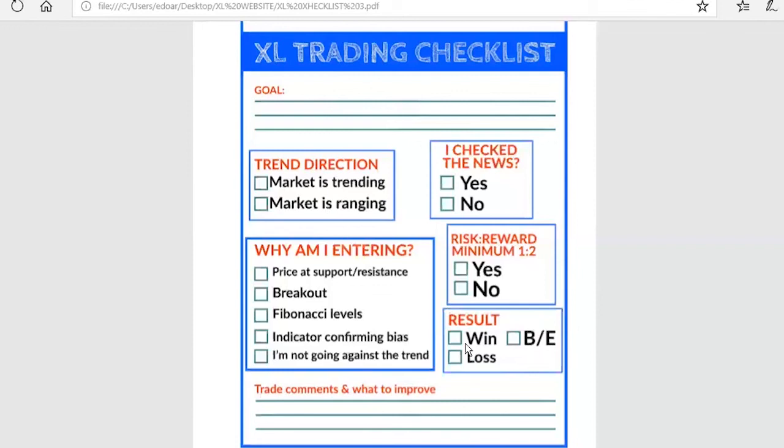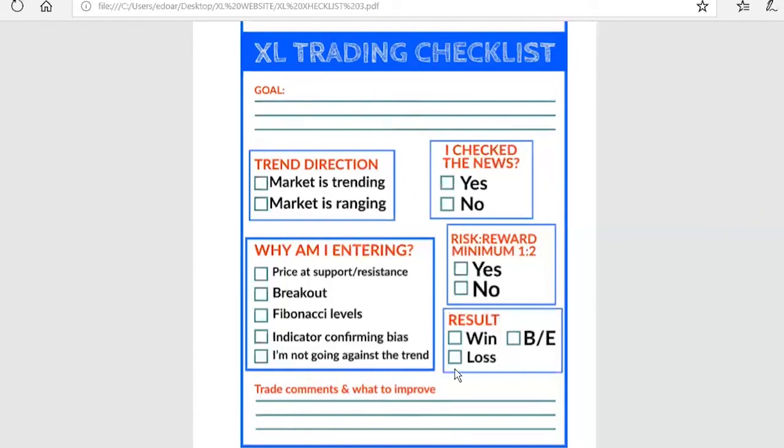So for example, you can say, I believe that I won this trade because I checked the news. The direction of the market was trending to the upside. I entered a buy, so I didn't go against the trend. We were at a support level, which also corresponded to Fibonacci levels, and maybe an indicator confirmed my bias. So you write this in the comment, and you will need this for future times in order to always remember why some trades went to take profit and some trades went to a loss.